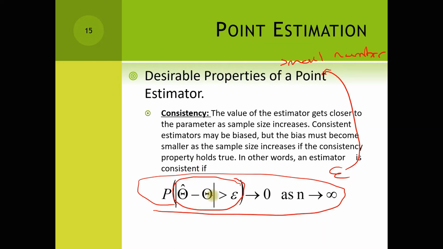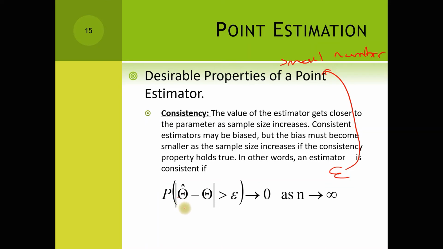Now let's get back to this. The probability of having even a small difference between what you are estimating and your true value will tend towards zero as your sample size increases. That is, as your sample size tends to infinity or your sample size is large. This is what consistency is about. Let's try to understand that for a moment. Okay, what do I mean by this?